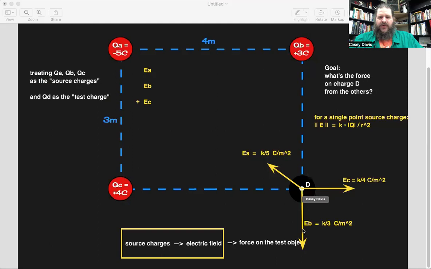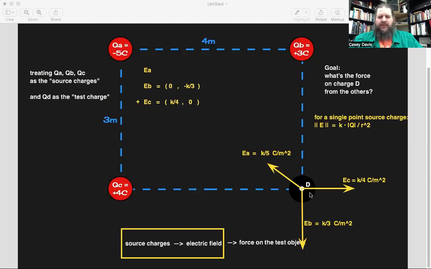B, for instance, is purely in the negative y direction. So we can write that as 0, comma, negative k over 3. And these are all going to have units of coulombs per meter squared, so I'm just going to leave off the coulombs per meter squared for now. And then C is k over 4 in the positive x direction. So k over 4, 0.